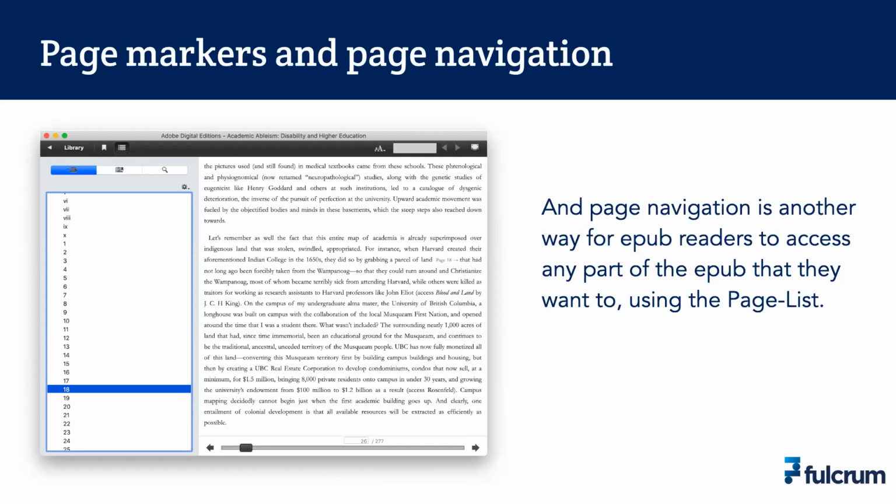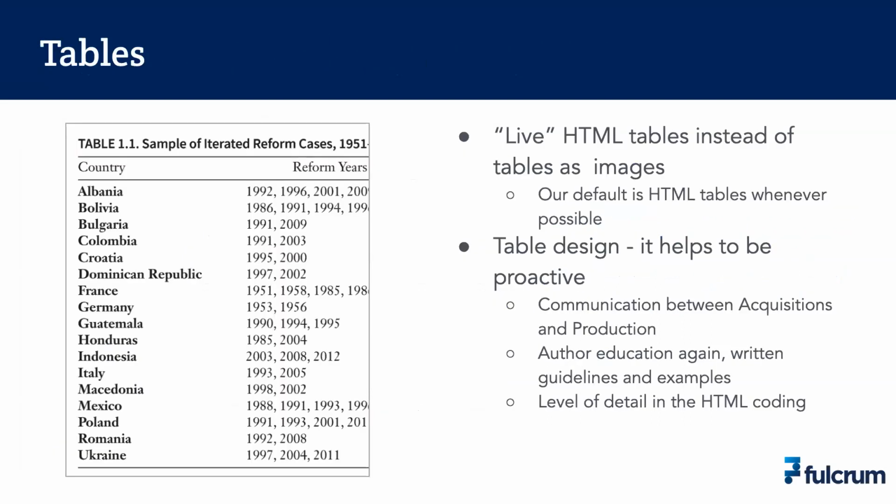And then a couple more elements we haven't talked much about yet. One is tables. We try to make our tables live, meaning HTML coded text instead of images in our EPUBs whenever possible. In order to do that, it can require some early stages work between departments here and with authors, just as for alt text, so that the tables are created in a way that is the most conducive to them being live HTML in the EPUB.